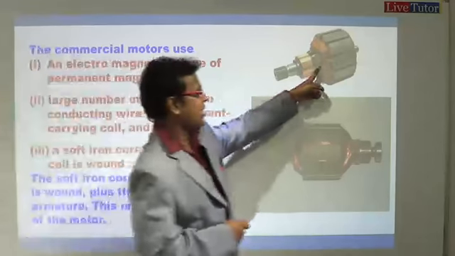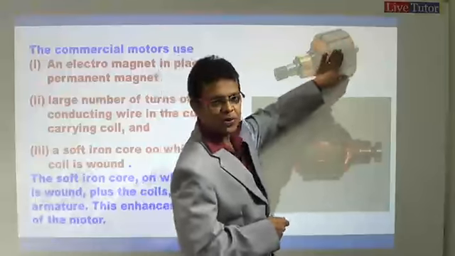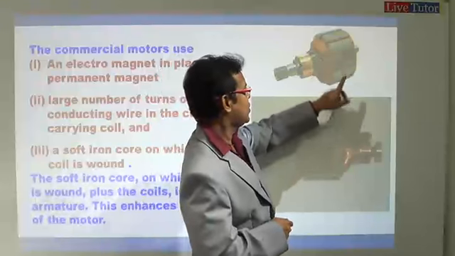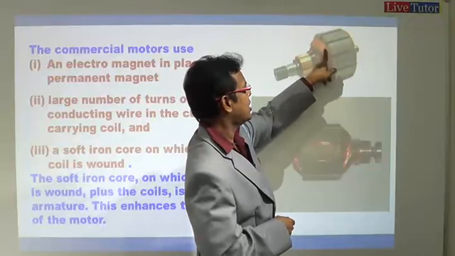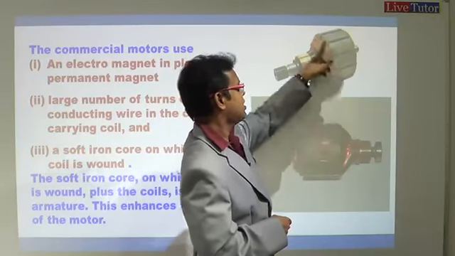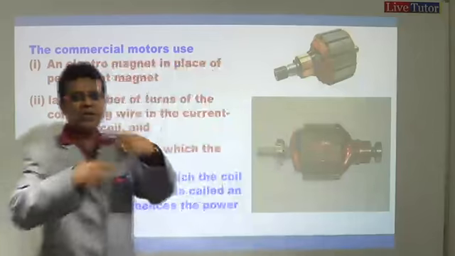Here, I have shown a rectangular coil. This is called an armature. And we have so many coils, you can see that. Each rectangular coil has a number of turns. Like that, many coils are there, so that they produce this effect.